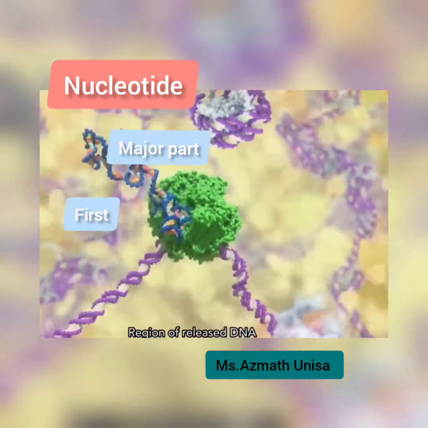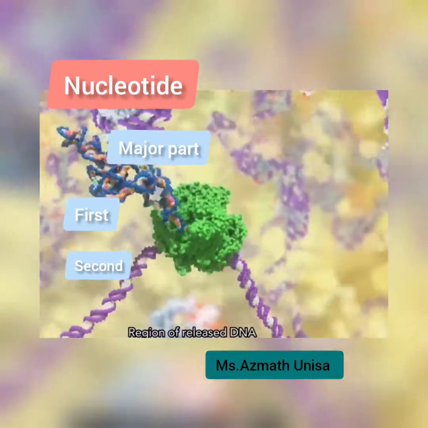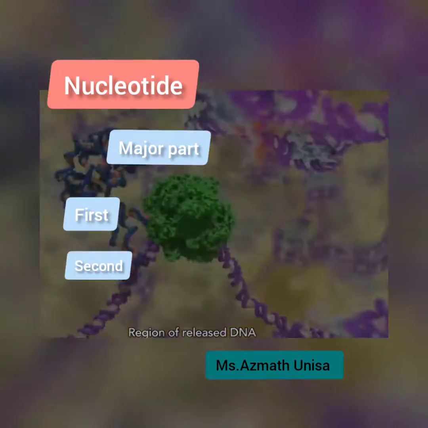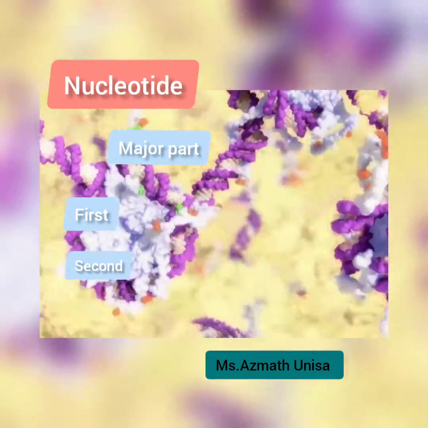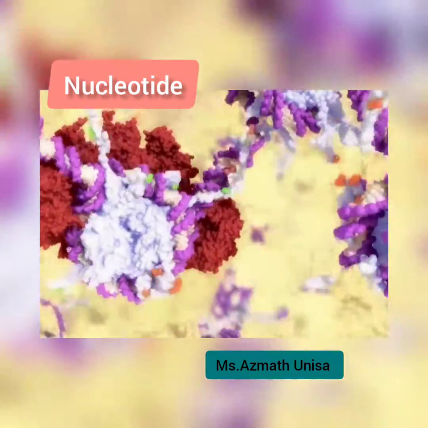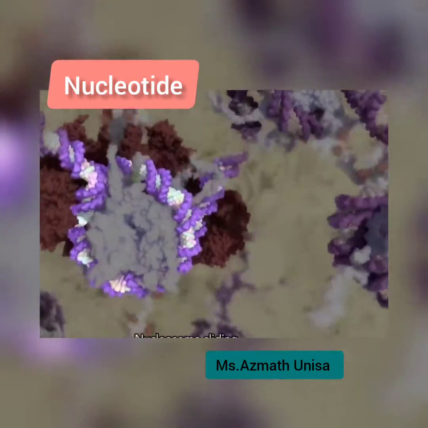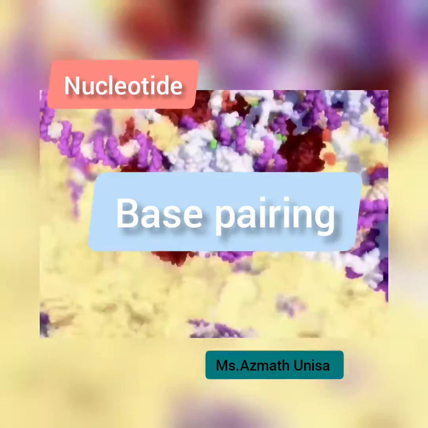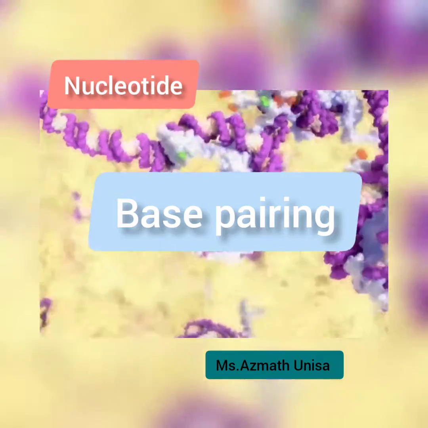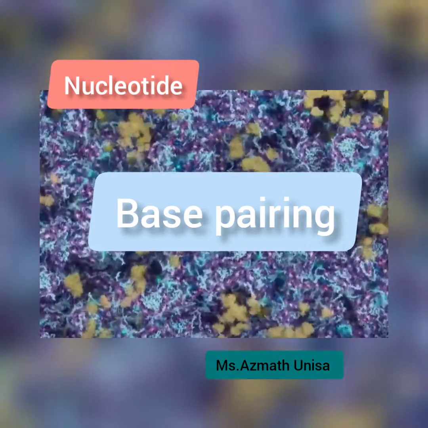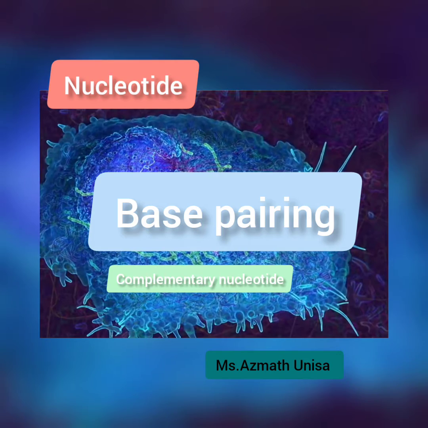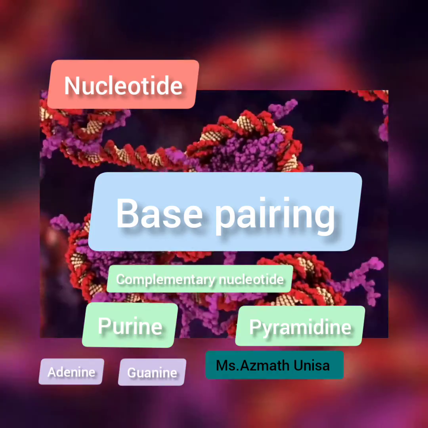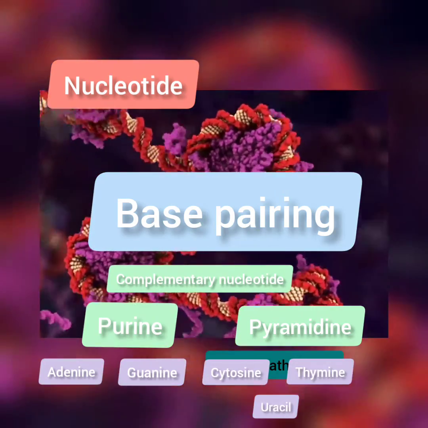First, they form the basis for nucleic acid. Second, working outside of nucleic acid, they help trigger and even participate in cell function. In order to form nucleic acid, 2 triphosphate nucleotides must bond via hydrogen atoms in a process known as base pairing. So each base pair is formed by complementary nucleotides, one purine and one pyrimidine. Purines are adenine and guanine, whereas pyrimidines are cytosine, thymine and uracil.